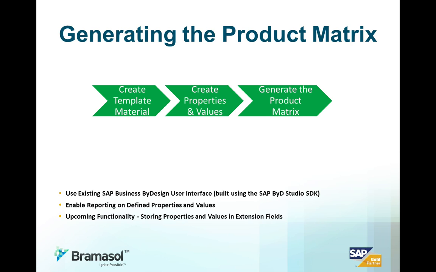And as you can see, it's using the existing Business ByDesign user interface. It's built using the SAP Business ByDesign Studio so that we have access to all the objects in the back end of Business ByDesign. For example, product models and anything else that could be useful to use in combination with the product matrix. Because of this, we can do advanced reporting on the product matrix. And in fact, in the upcoming release, we're going to store these properties and values in extension fields that can be propagated to the reporting engine to do even more advanced reporting by SKU.